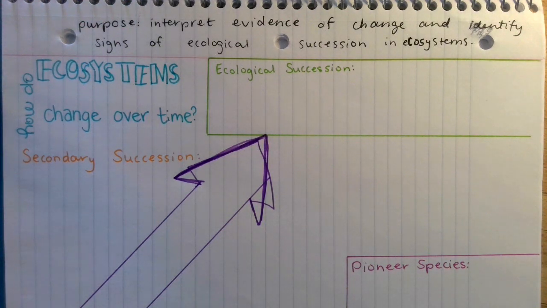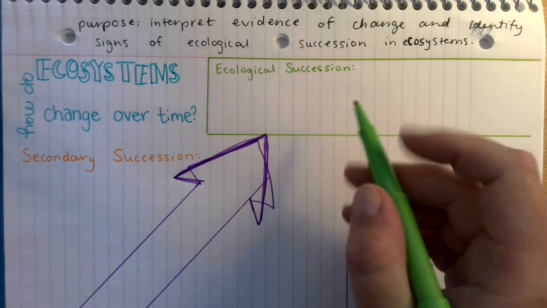Hi guys. So as you can see, our notes for today, the purpose is to interpret evidence of change and identify signs of ecological succession in ecosystems. So the big question that we're looking at is, how do ecosystems change over time? And I'm going to start with a definition of ecological succession.